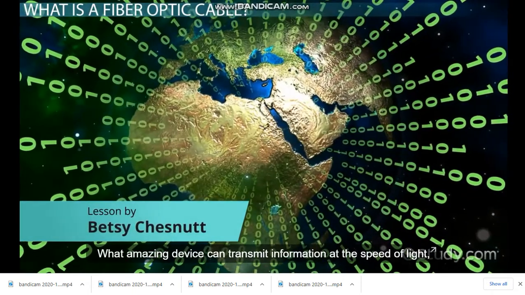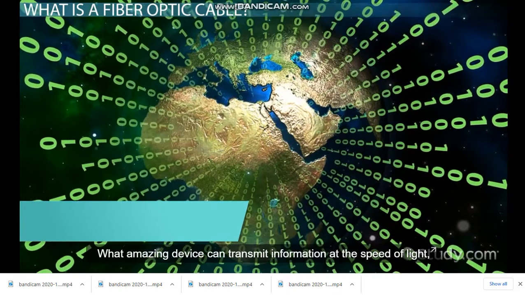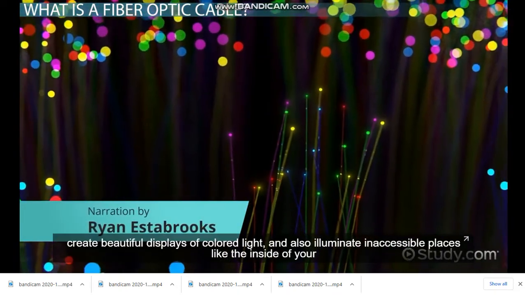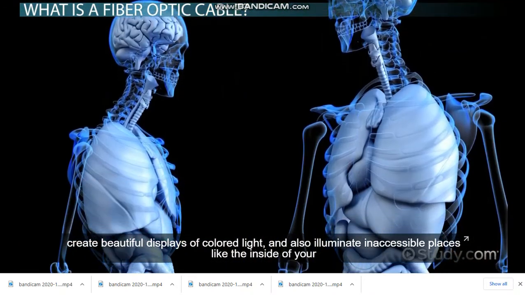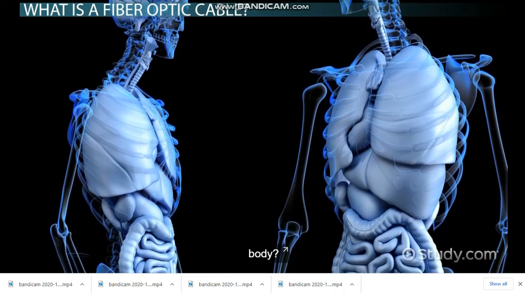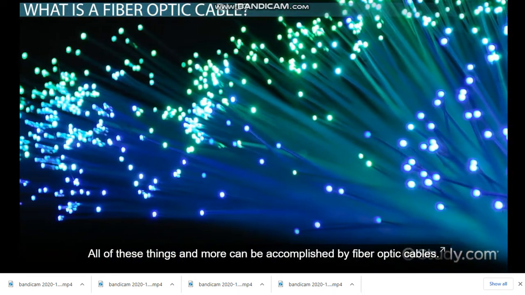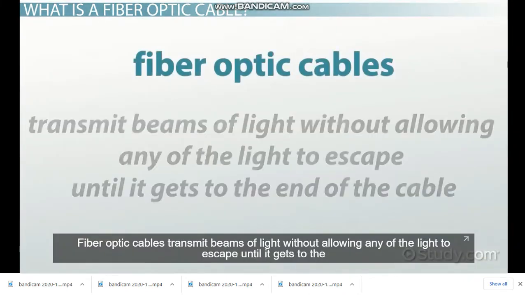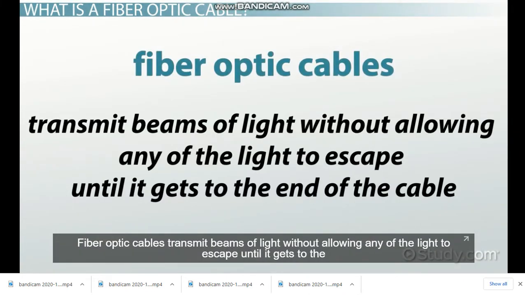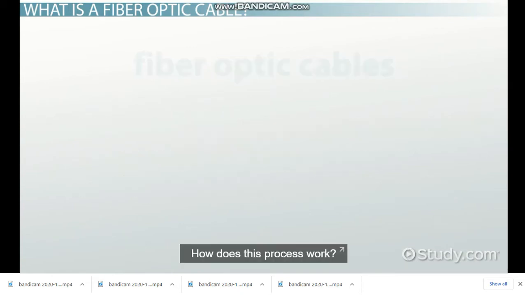What amazing device can transmit information at the speed of light, create beautiful displays of colored light, and also illuminate inaccessible places like the inside of your body? All of these things and more can be accomplished by fiber optic cables. Fiber optic cables transmit beams of light without allowing any of the light to escape until it gets to the end of the cable. How does this process work?